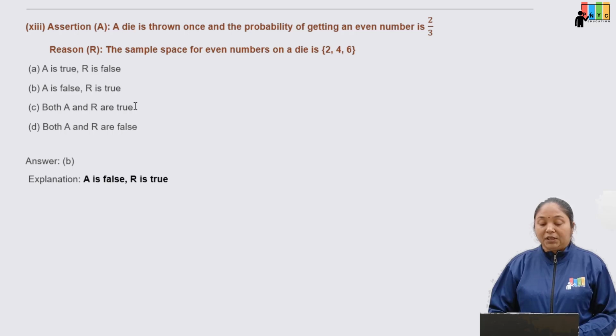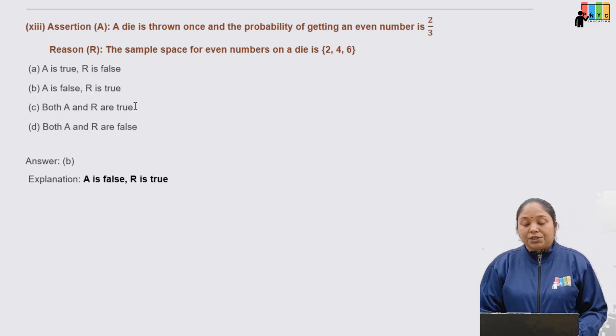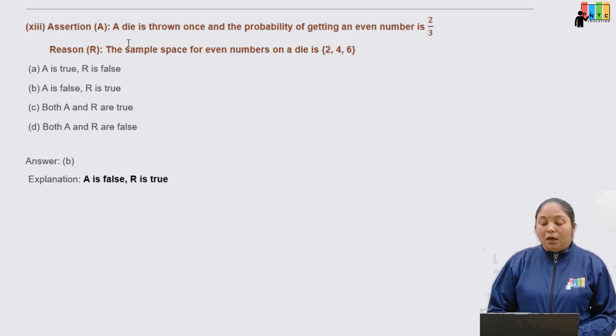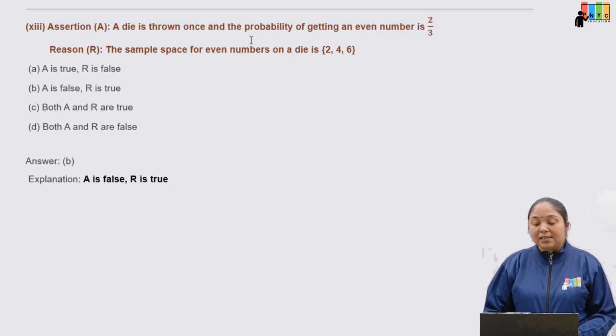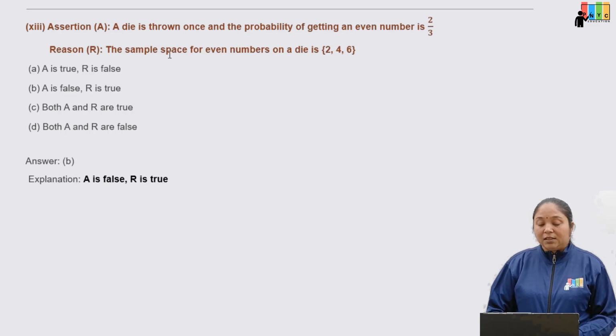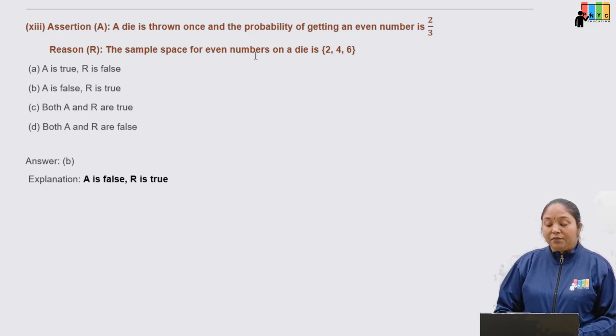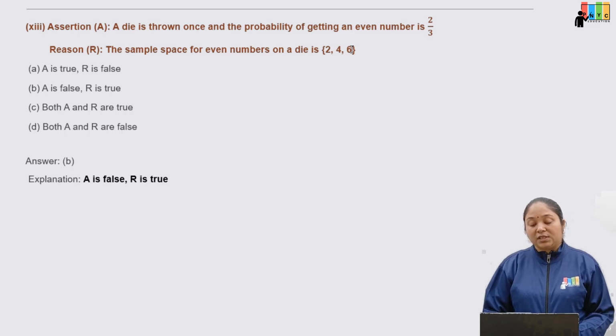Let's see question number 13. Assertion: A die is thrown once and the probability of getting an even number is 2 by 3. Reason: The sample space for even numbers on a die is 2, 4, 6.